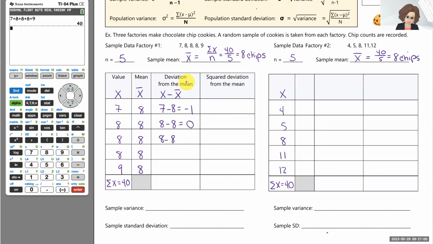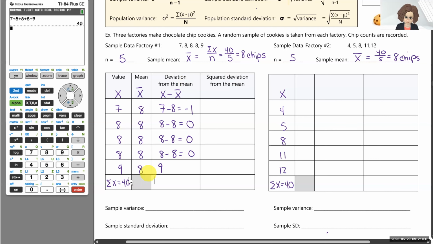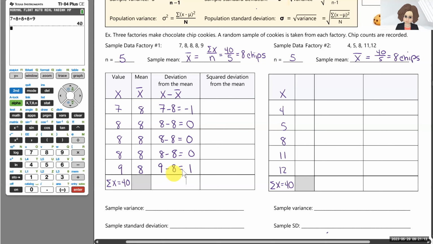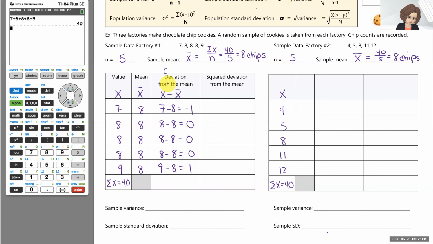Just continuing this process. And then finally at the bottom, if I get the cookie with 9 chocolate chips, 9 minus 8 is positive 1. So that cookie had 1 chocolate chip more than the average cookie. I'm just going to write the units up here. So we're measuring the difference in chips for each cookie compared to the average.